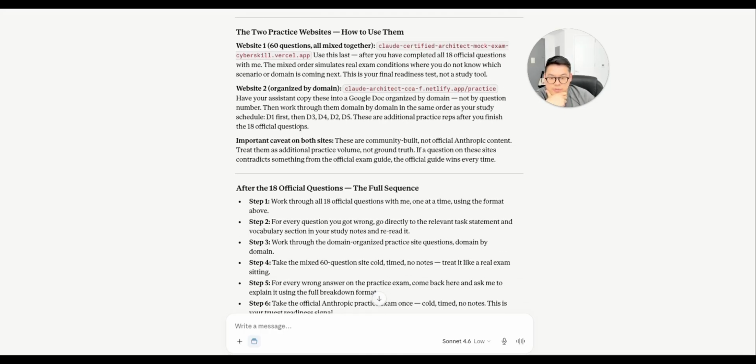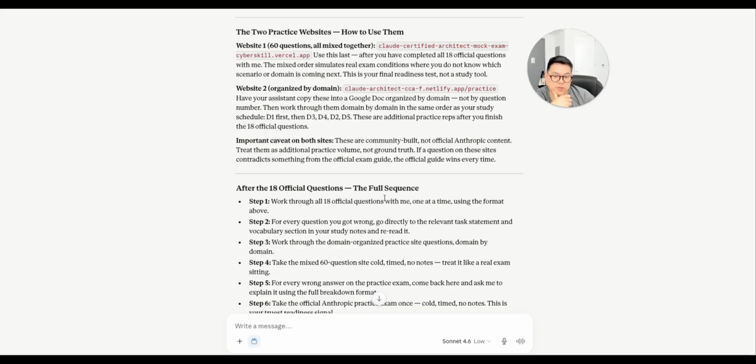Website number 2, have your assistant copy these into a Google Doc, organize them by domain, not by question number. Then work through them domain by domain in the order you have in the schedule. These are your additional practice reps after you finish the 8 additional questions.